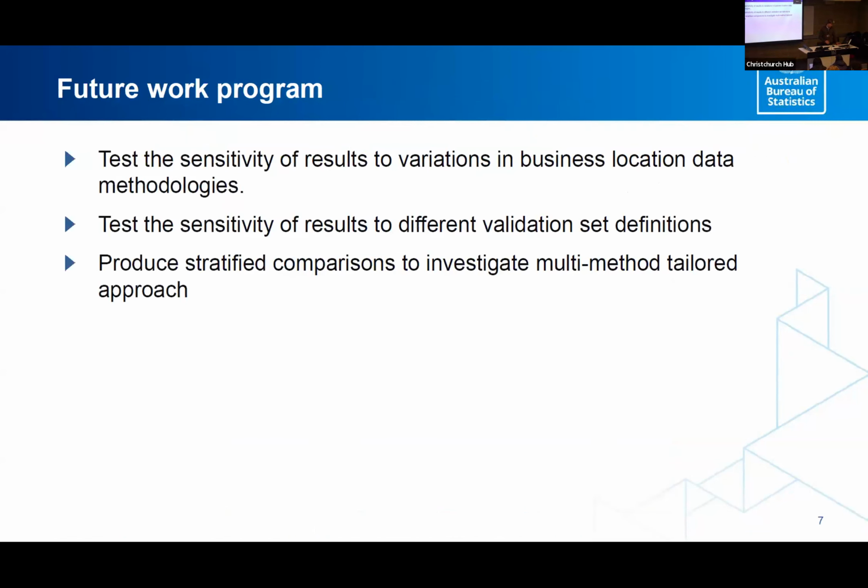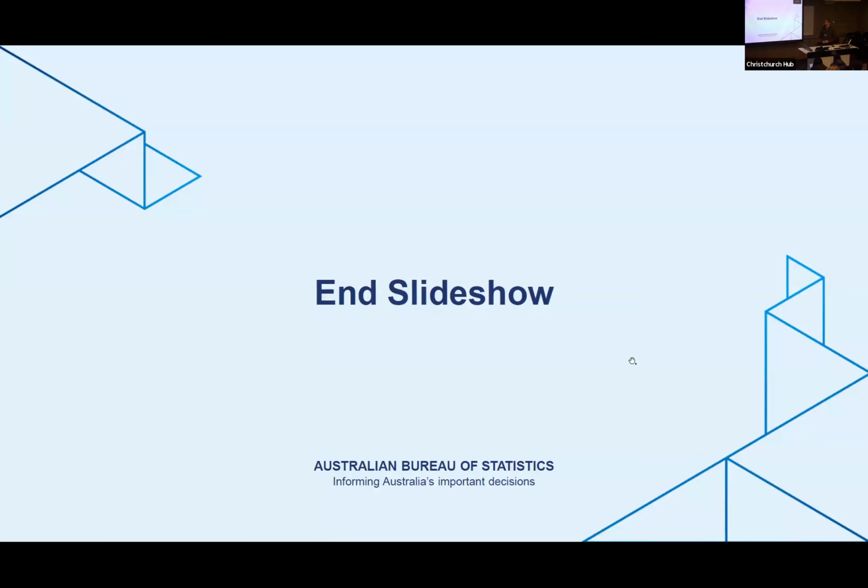The project's still ongoing, and there's some stuff we'd like to look at in the future. That includes testing the sensitivity of these results to the way that we define business locations and their associated methodology, and testing the sensitivity to how we derive our validation set. So that's like the proportion of employees that are captured to derive these proportions, for example. And then we also want to produce stratified comparisons, to see if different methods are more appropriate for different kinds of businesses. Thus, if we want to apportion the entire data set, we may need a combination thereof. If anyone has any questions about RASADOC?